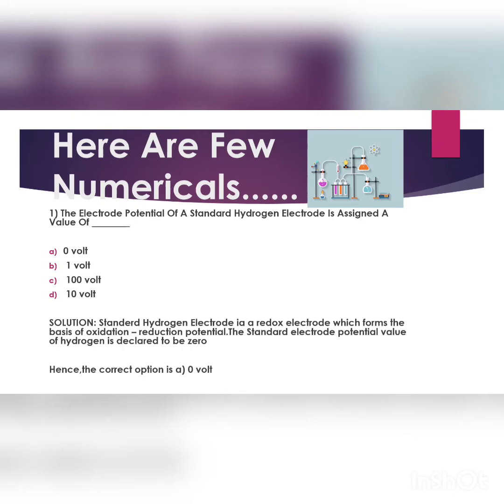Here are a few numericals to be answered. First, the electrode potential of a standard hydrogen electrode is assigned a value of dash. We have the options as A 0 volt, B 1 volt, C 100 volt and D 10 volt. The solution for this question is standard hydrogen electrode is a redox electrode which forms the basis of oxidation reduction potential. The standard electrode potential value of hydrogen is declared to be 0. Hence, the correct option is A, that is 0 volt.